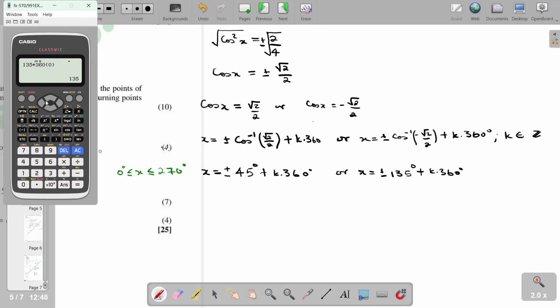Let us substitute 1 where we put a 0 there. We are getting 495, which is out. Now let's go and use -135. If we use -135, we are getting 225. 225 is also within this range. So it's a third solution, 225.